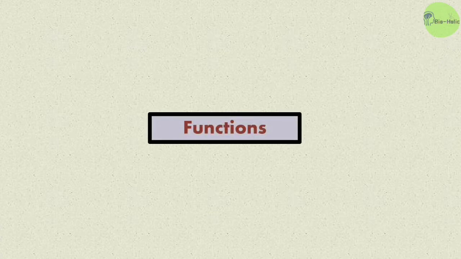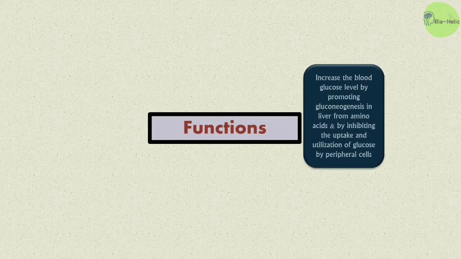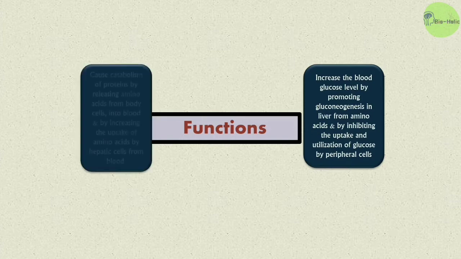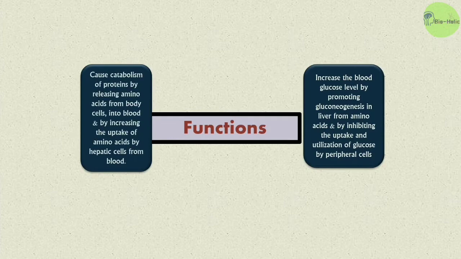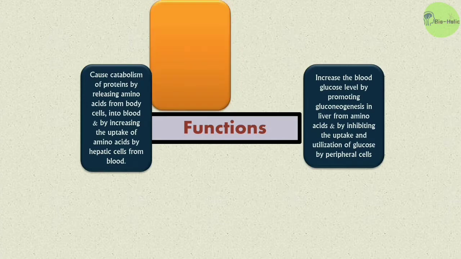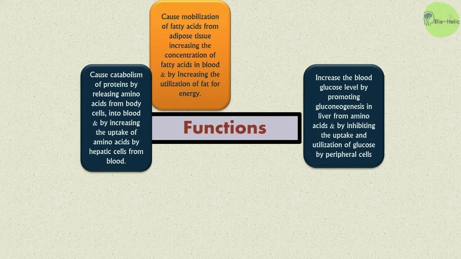Glucocorticoids have a lot of functions. They increase the blood glucose level by promoting gluconeogenesis in the liver from amino acids and by inhibiting the uptake and utilization of glucose by peripheral cells. They cause catabolism of proteins by releasing amino acids from body cells into blood and by increasing the uptake of amino acids by hepatic cells from blood. Next, they also cause mobilization of fatty acids from adipose tissue, increasing the concentration of fatty acids in blood and by increasing the utilization of fat for energy.